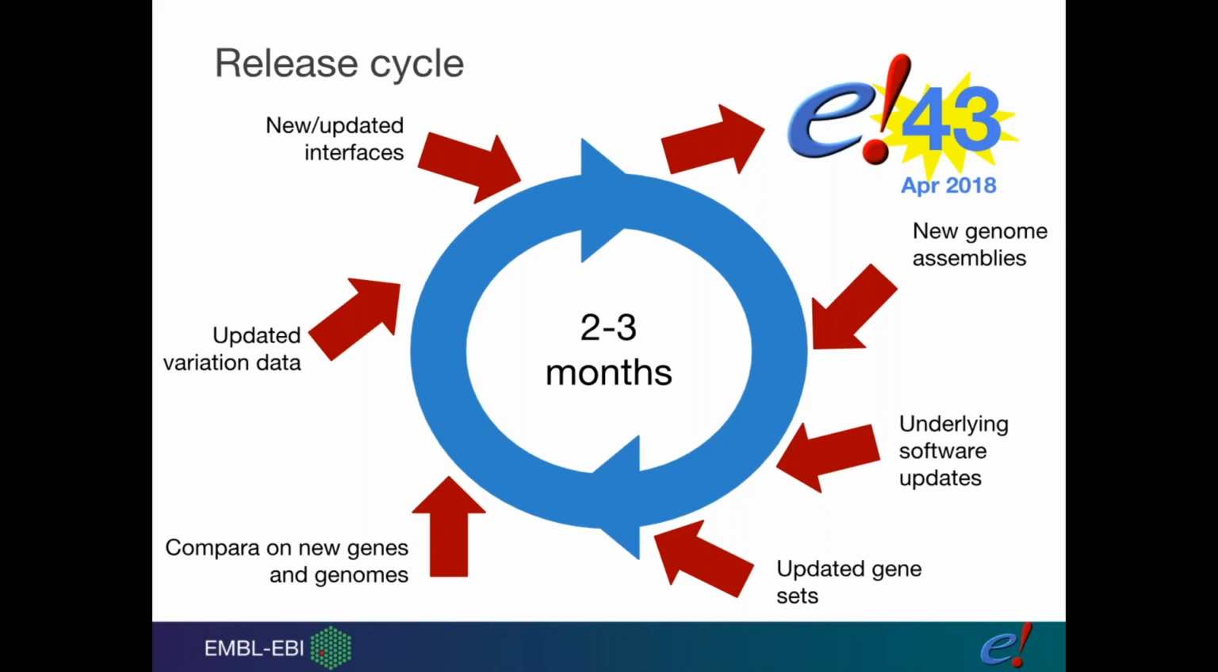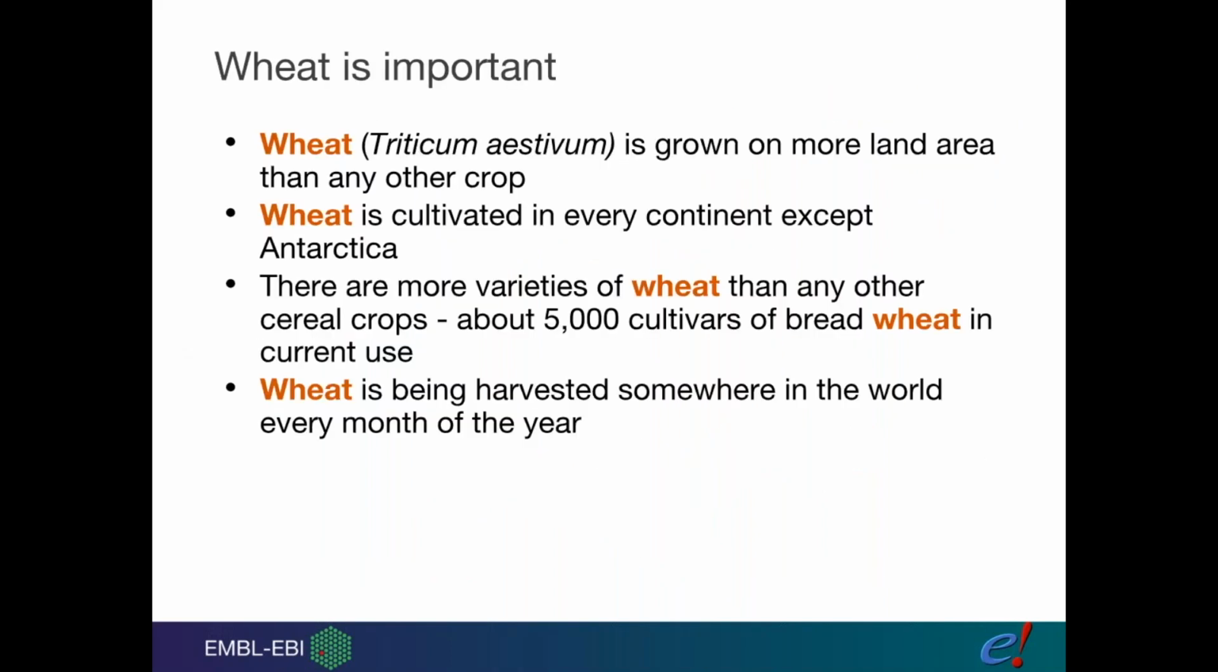So we're here to talk about wheat, and wheat is obviously a very important genome. Wheat is an important crop plant. It's grown on more land area than any other crop at all. It's cultivated all over the world, in every continent except for Antarctica, for obvious reasons. And there are more varieties of wheat than there are for any other cereal crop. So you can get about 5,000 cultivars of bread wheat that are in current use. And it's being harvested around the world somewhere every month.